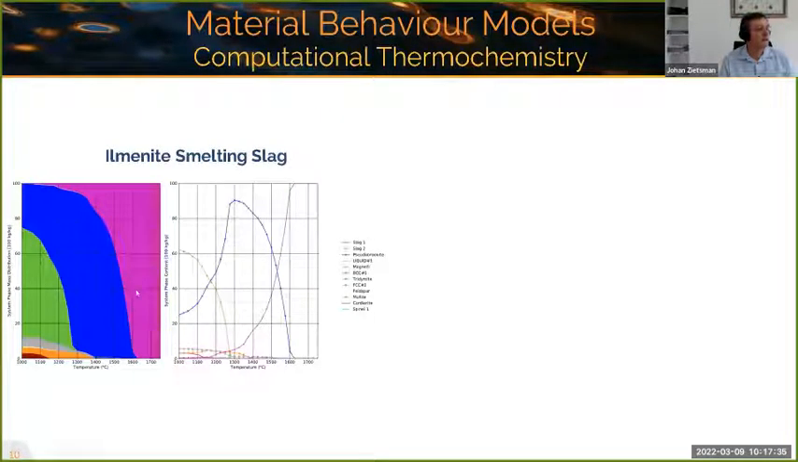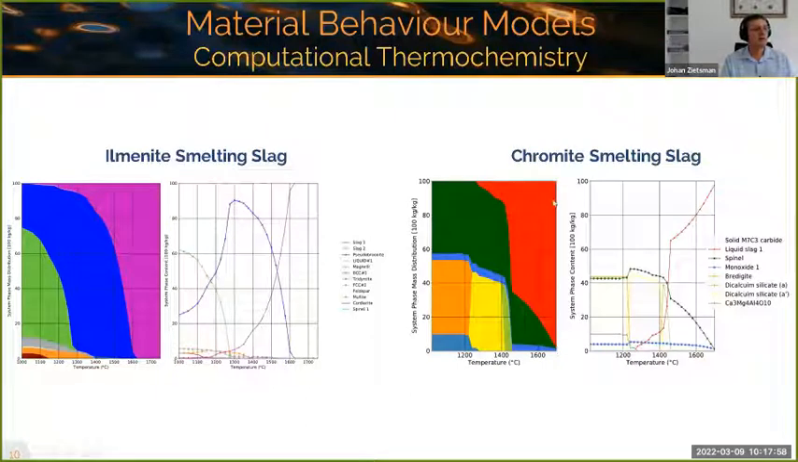And then we look at, for example, the behavior of an ilmenite smelting slag, the different phases that form as a function of temperature. We have a liquid slag, and when the slag starts solidifying, in ilmenite smelting, we get this famous M305 or zero brookite phase, and it solidifies at a specific rate. For a chromite smelting slag, it looks significantly different.